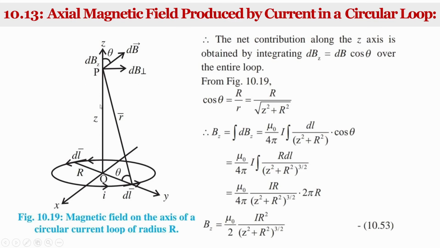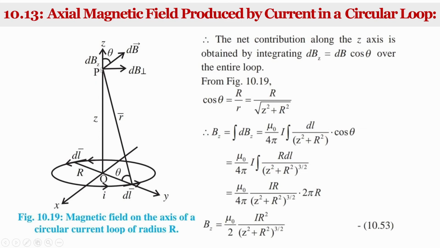Then from the figure we can write cos theta. This is the angle theta, so cos theta equals capital R upon small r. We can substitute small r equal to the square root of z square plus R square. So cos theta equals capital R upon the square root of z square plus R square. So we can find the total magnetic field along the z axis, that is Bz, because the point P is along the z axis.